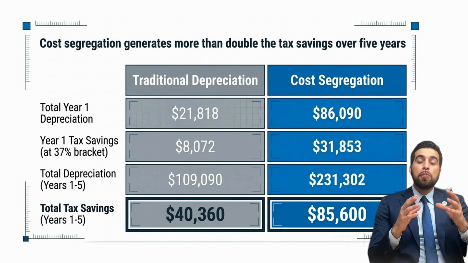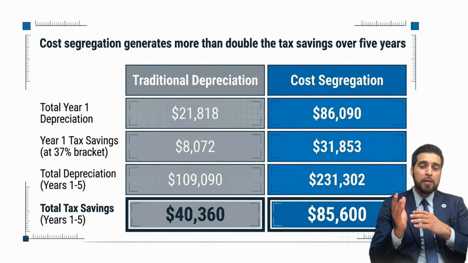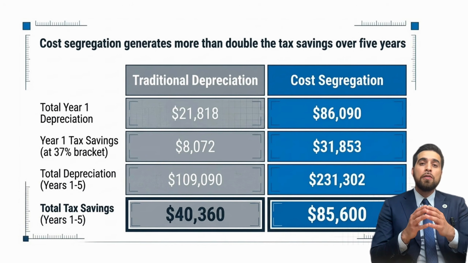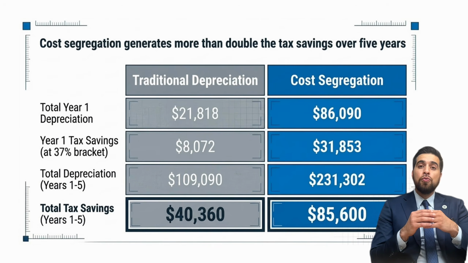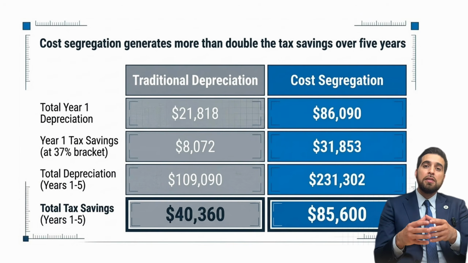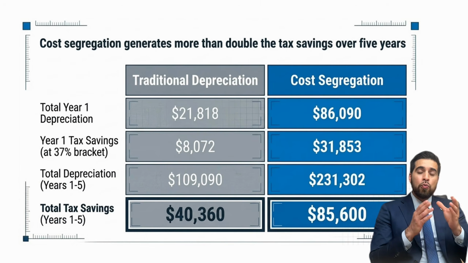So the remaining depreciable building value is 600K. If we divide that by 27.5 years, which is the recovery period the IRS allows, that is $21,818 of depreciation expense that you could apply on your tax returns per year. If you assume the highest marginal tax bracket of 37% for that taxpayer, we multiply 37% times that depreciation expense to estimate the tax savings per year for that real estate investment. And that number is $8,072. So from year 1 to 5, the total aggregate tax savings would be $40,360 without implementing a cost segregation analysis.